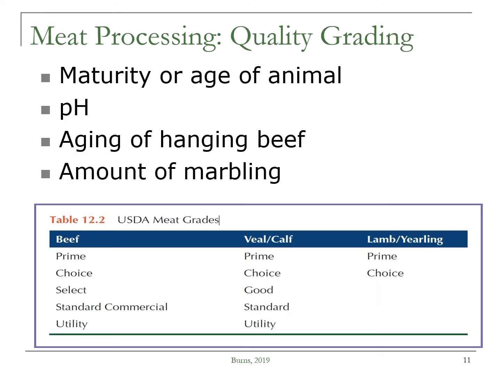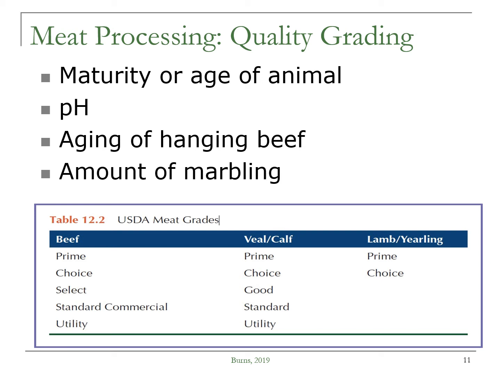Meat grading is not mandatory, but rather voluntary. There's two different types of grading. First is quality grading, and then second is yield grading. Quality grades are associated with the palatability or the eating quality of the meat.